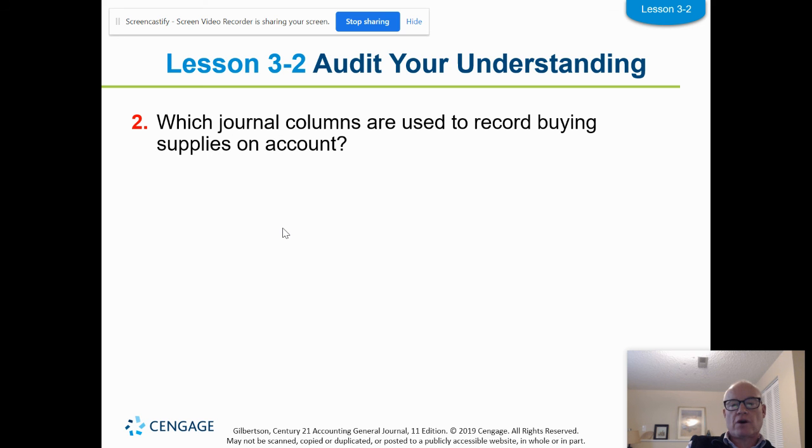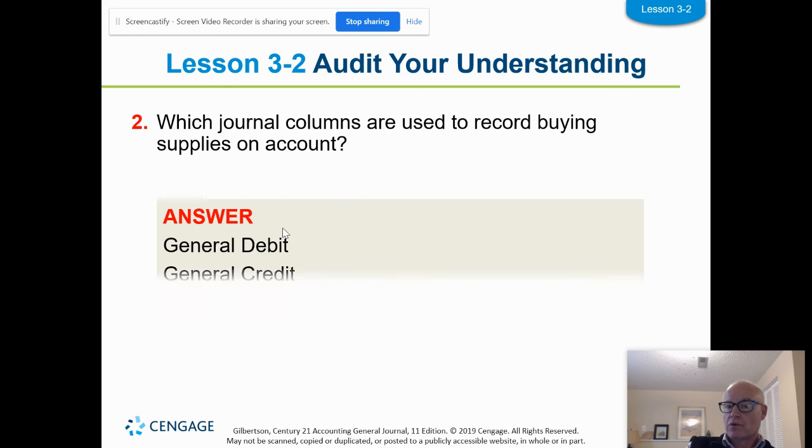Next question, which journal columns are used to record buying supplies on account? Do we have a special column for supplies? No. Do we have a special column for on account? And again, when we say on account, what do we mean? We mean liabilities. So no, we're going to have a general debit for supplies. We're going to have a general credit for the liability and the name of the vendor. So in that case, we have a general debit and a general credit. We're going to have to enter in the account title for both the debit, supplies, and the credit, the accounts payable.